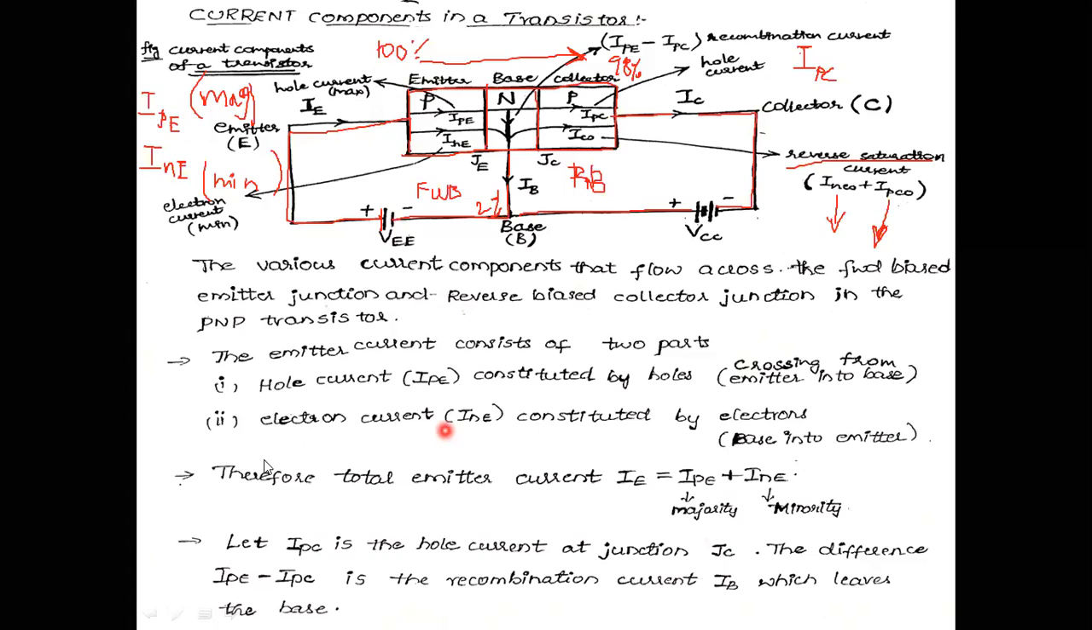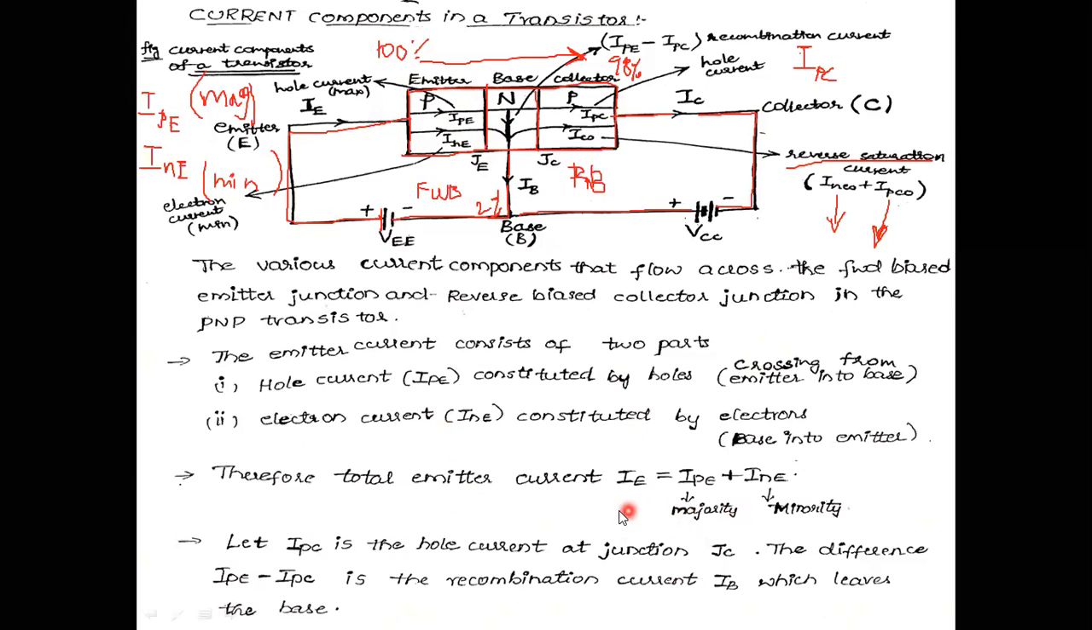The whole current is from emitter to base side, and the electron current is from base to emitter side. There is a possibility of transmitting electrons into the P region, and from the P region to the N region. Like that, the transmission of both charge carriers will take place from one layer to another. Therefore, the total emitter current is the combination of these two currents, IPE plus INE.